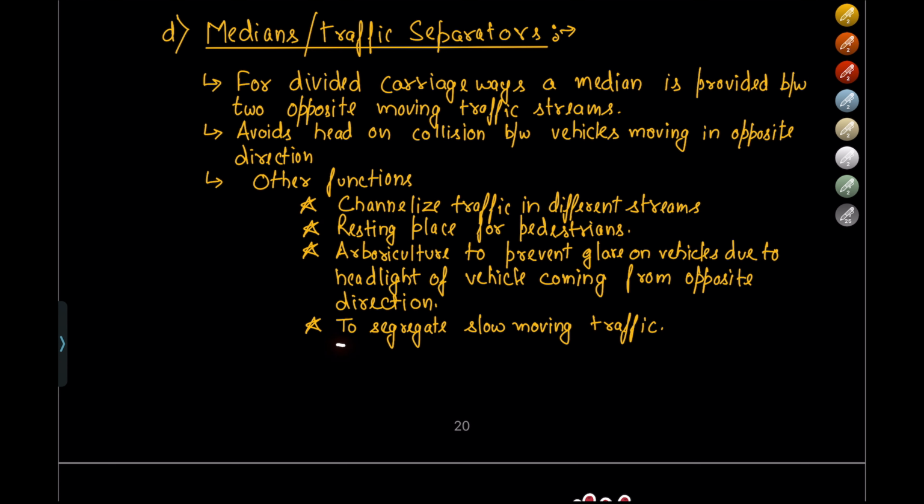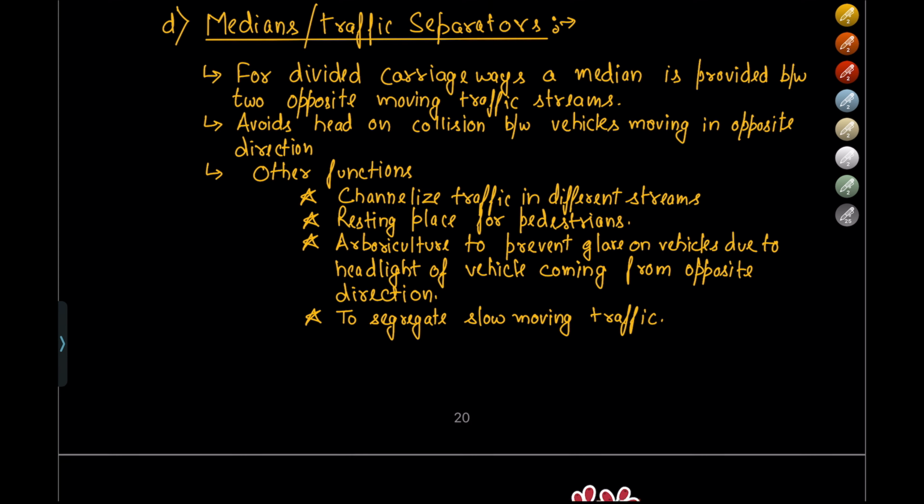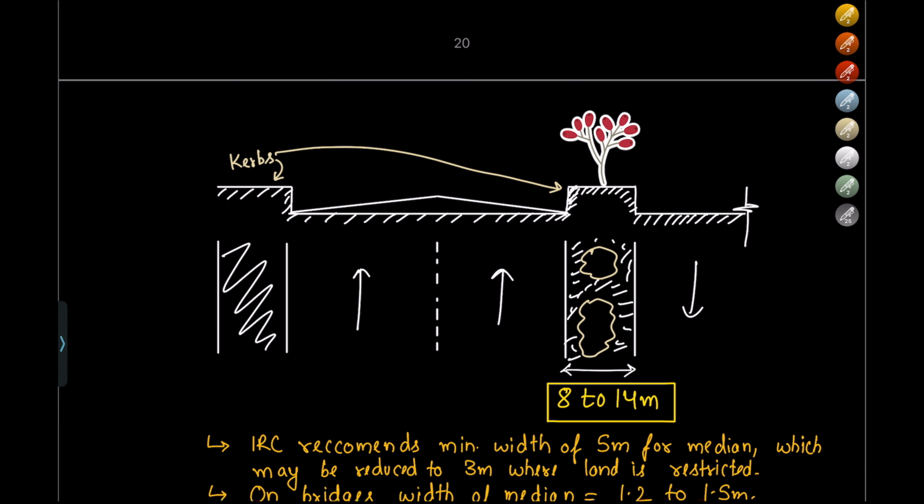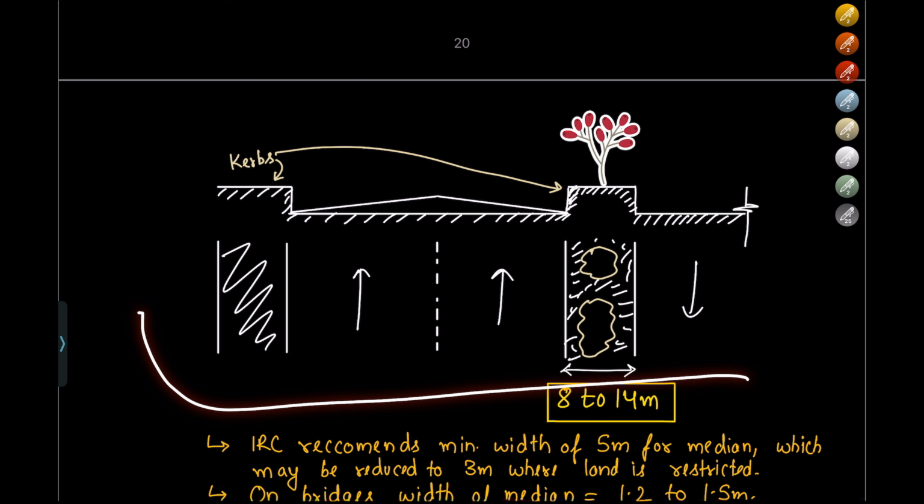The other function is to segregate slow moving traffic. If vehicles of different speeds are traveling on the road, we need to separate them. Then also medians are used. Here it has been shown diagrammatically.